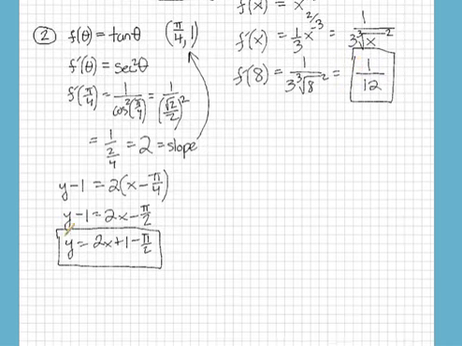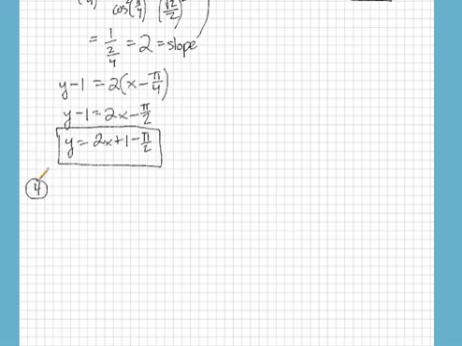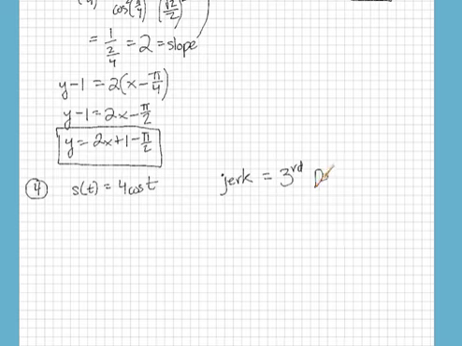All right, and then our last one here, number 4. So this one, they gave us a function s of t equals 4 cosine t, and they refer to the jerk. The jerk is not a person who's mean. The jerk is actually the third derivative. Which is kind of strange why they call it that. But yeah, the jerk is the third derivative. So we're going to find the third derivative, and then we're going to plug in, they're asking for essentially s triple prime of pi over 3. So that's what we're going to find.